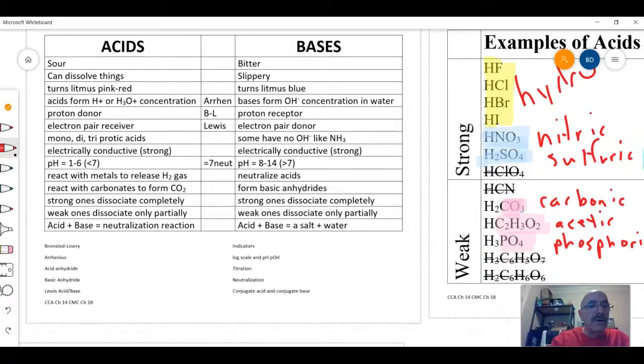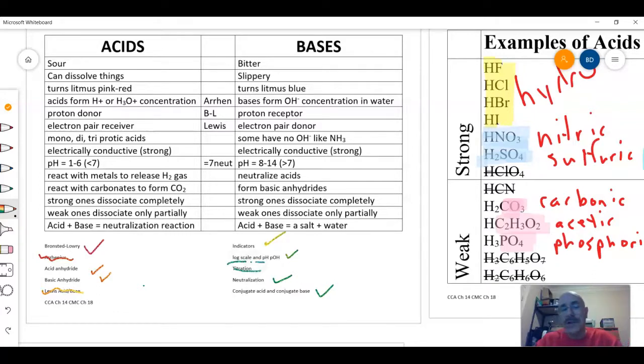So I'm just going to go through the check marks here a little bit. Bronsted Lowry, you don't have to know that. Ignore that. Acid anhydride, basic anhydride, you don't have to know that. Indicators, you need to know what those are. Log scale, pH and pOH. Neutralization for sure, and conjugate acid, conjugate base. I don't think we talked about titration, and I don't think it's on the test, so don't sweat it. And when I grade them, I'll double check.